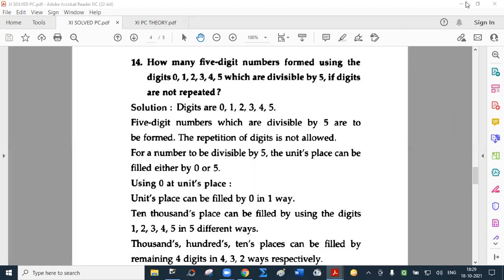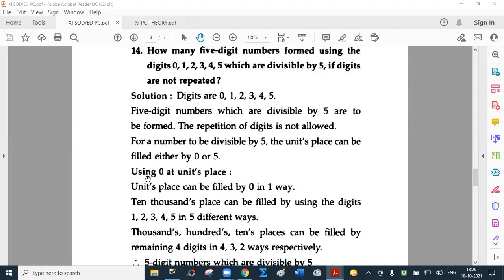Sum number 14. How many 5-digit numbers can be formed using the digits 0, 1, 2, 3, 4, 5, which are divisible by 5 if digits are not repeated? Now digits to be used are 0, 1, 2, 3, 4, 5. 5-digit numbers which are divisible by 5 are to be formed. The repetition of digits is not allowed. For a number to be divisible by 5, the units place can be filled either by 0 or 5. So we have to consider 2 cases.